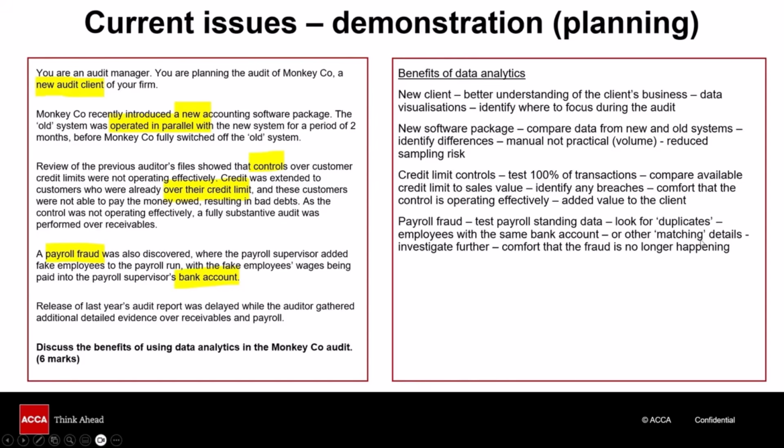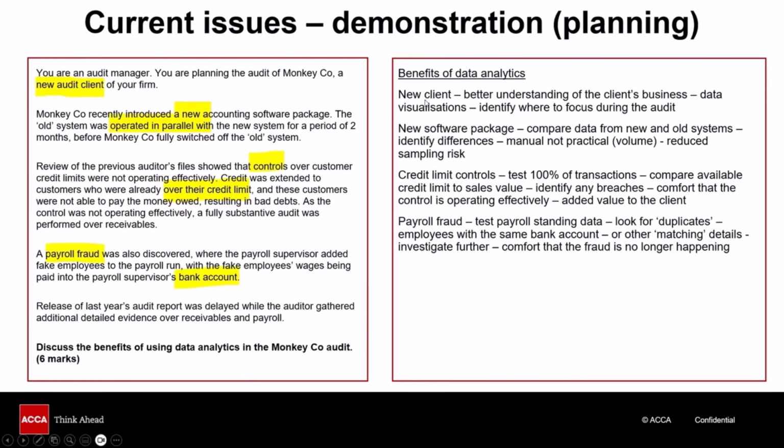Because you shouldn't have employees, really, unless you have a husband and wife that work for you and live together. They should all have different addresses. They should all have different bank account details, particularly. And if there are any with matching details, we can then investigate them. And that will give us some comfort that the fraud is no longer happening.